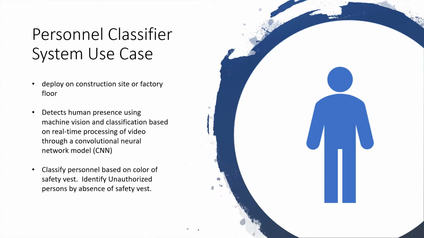Human presence would be detected using machine vision and classification based on real-time processing of video through a convolutional neural network model, in this case, Google's SSD MobileNet version 2. From that point, classification of personnel based on safety vest color would be performed, where we would identify unauthorized persons by the absence of a safety vest.